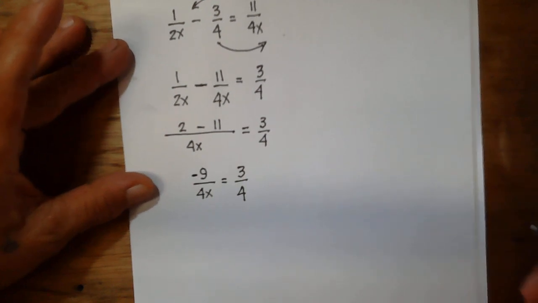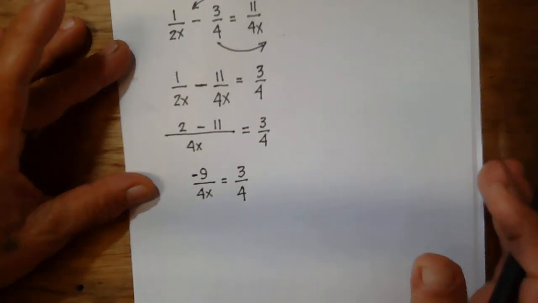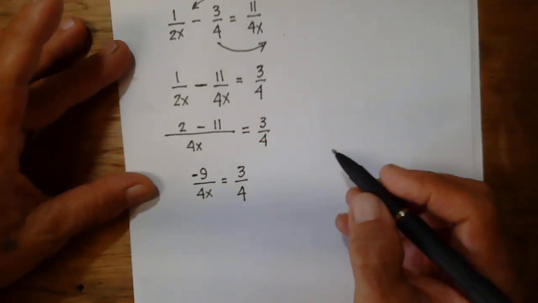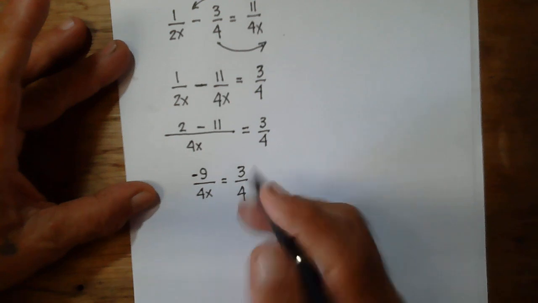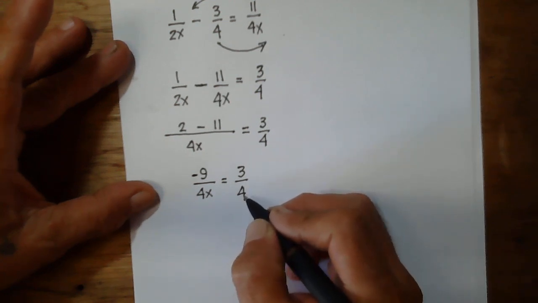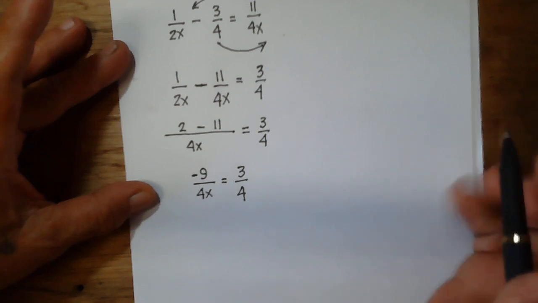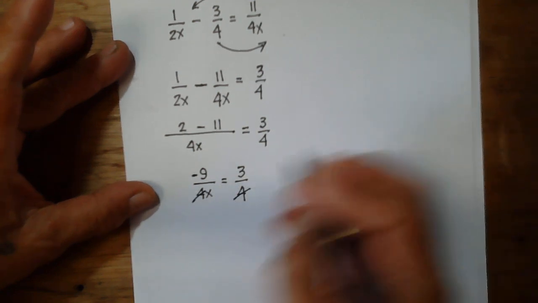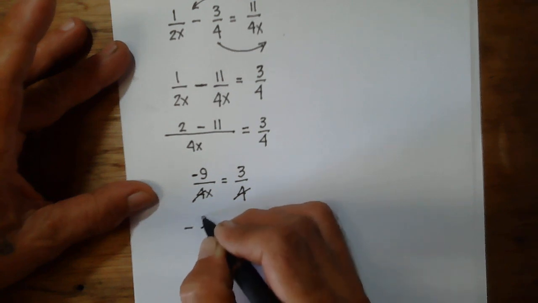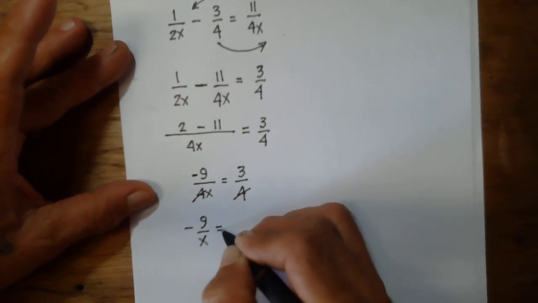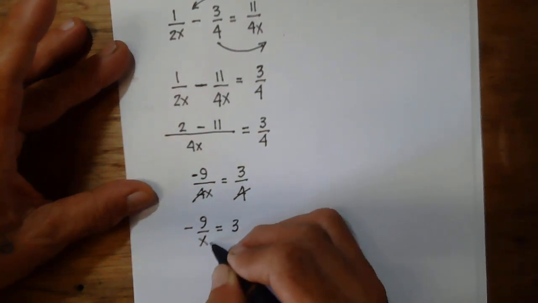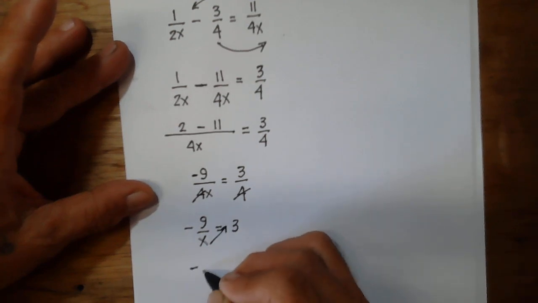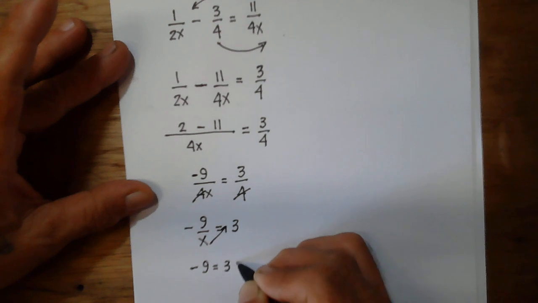Now, before we proceed to finding the value of x, let us first inspect the resulting equation. If you look at it, there is a 4 in the denominator on the left side of the equation, and also a 4 in the denominator on the right side of the equation. So we cancel 4, and then we are left with negative 9 over x is equal to 3. By cross multiplication, we have negative 9 is equal to 3x.